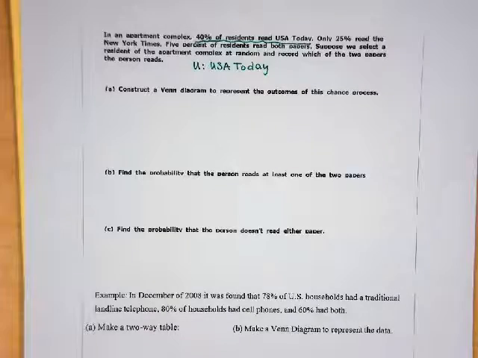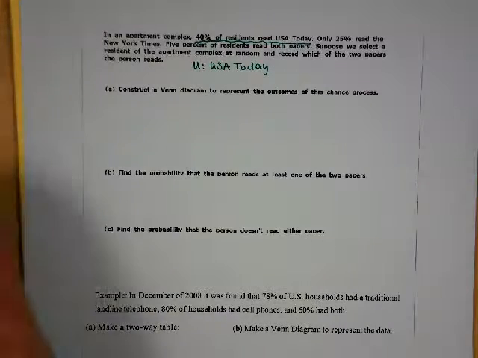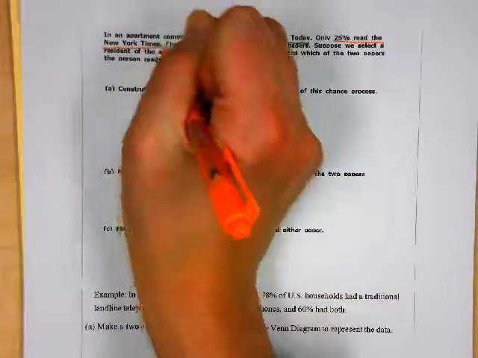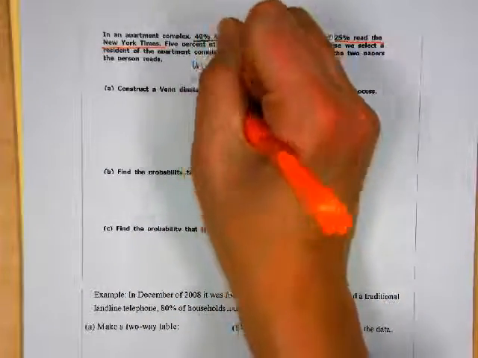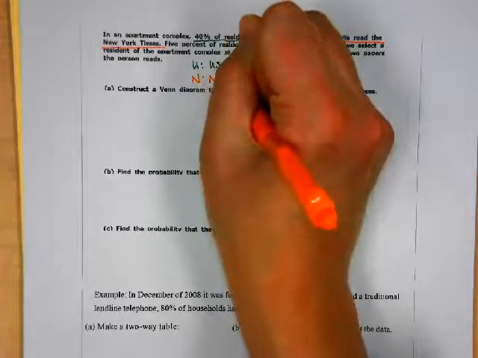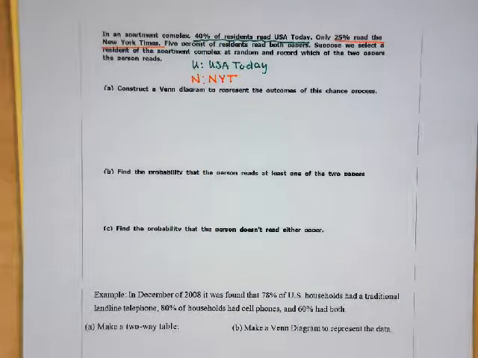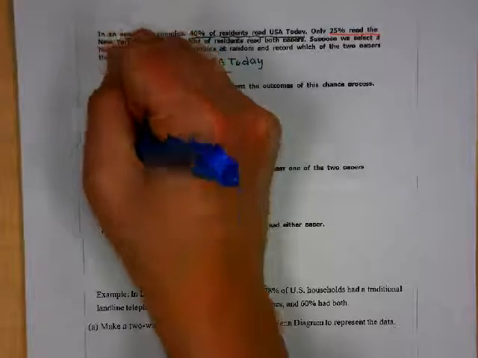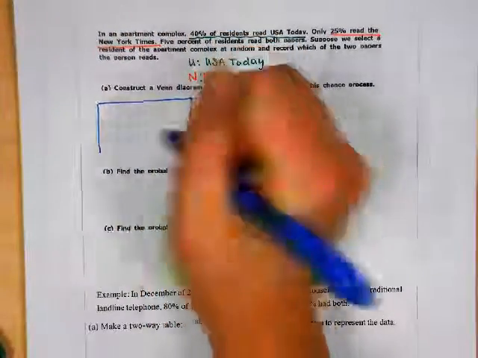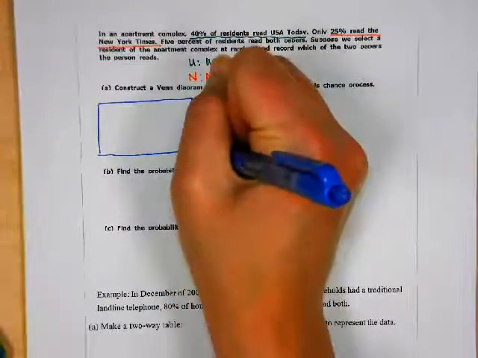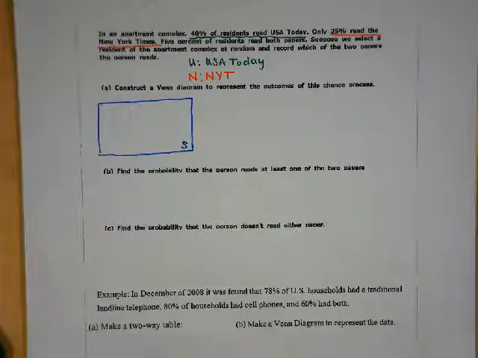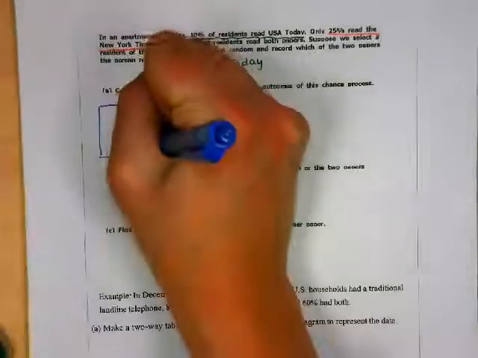25% read the New York Times, so I'm going to use N to mean they read the New York Times. So then I have letters to represent my events when I draw my Venn diagram. I'm going to put my Venn diagram in a box so that I know I'm covering all possible outcomes. It's my sample space. I have event U, and I have event N.